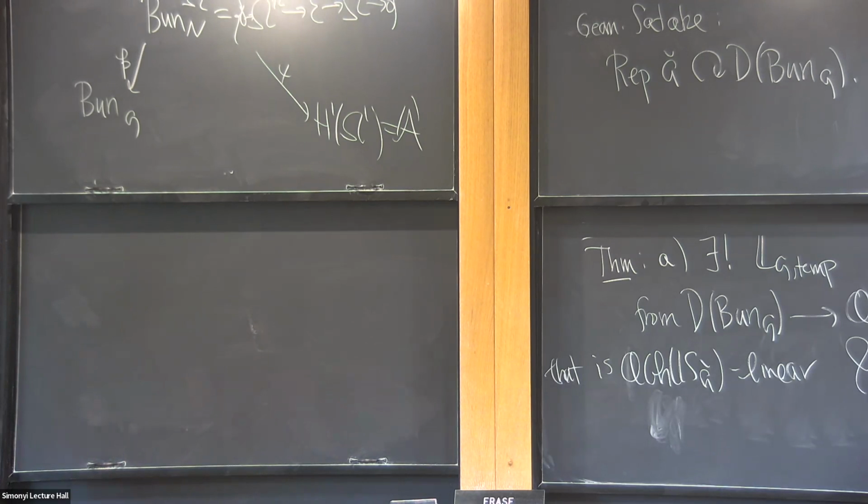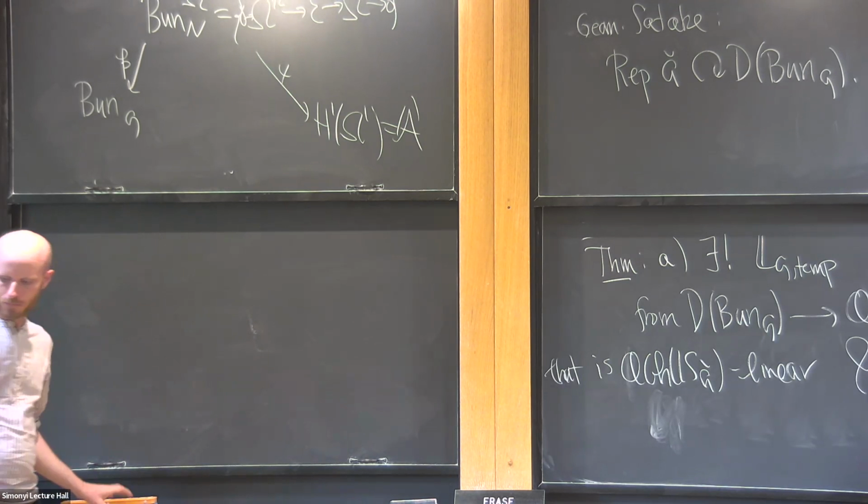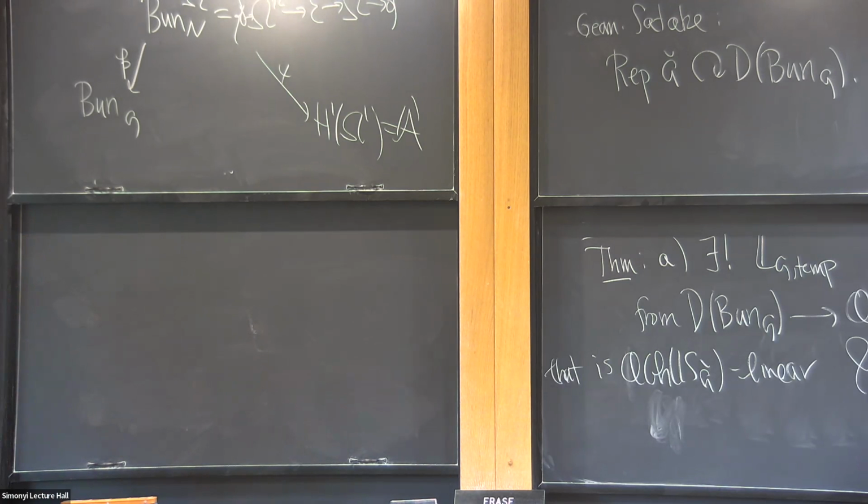Other questions? But the issue is the compacts are j lower shriek from some quasi-compact open, and you have to bound how bad that j lower shriek can get on the left. So that's the issue.